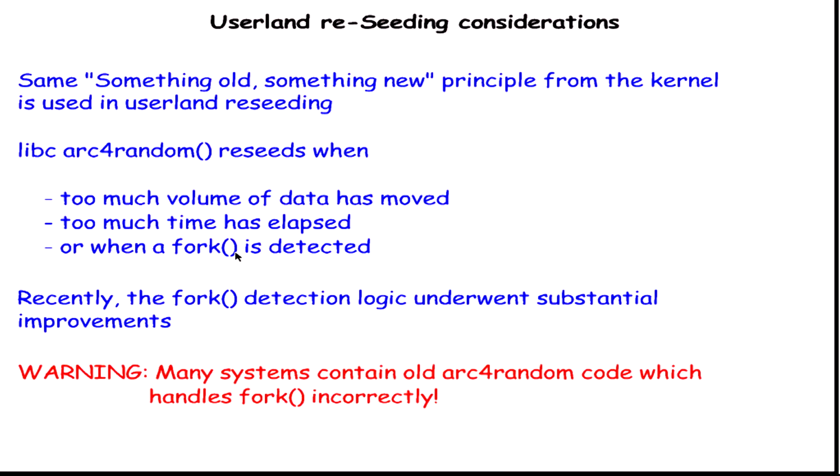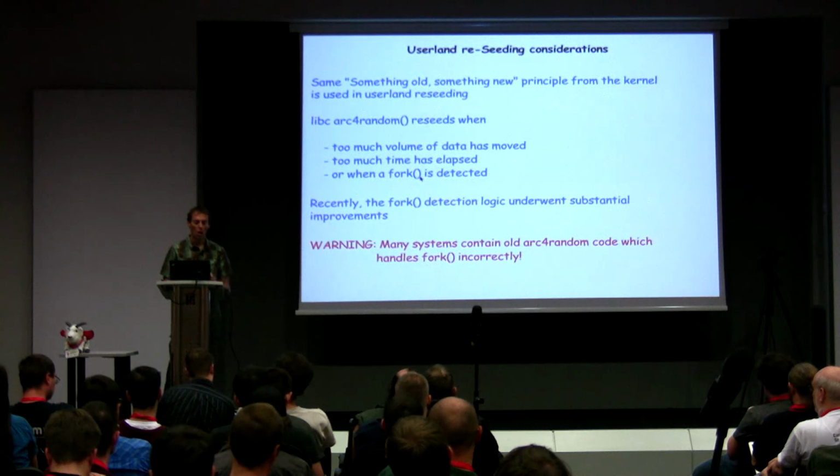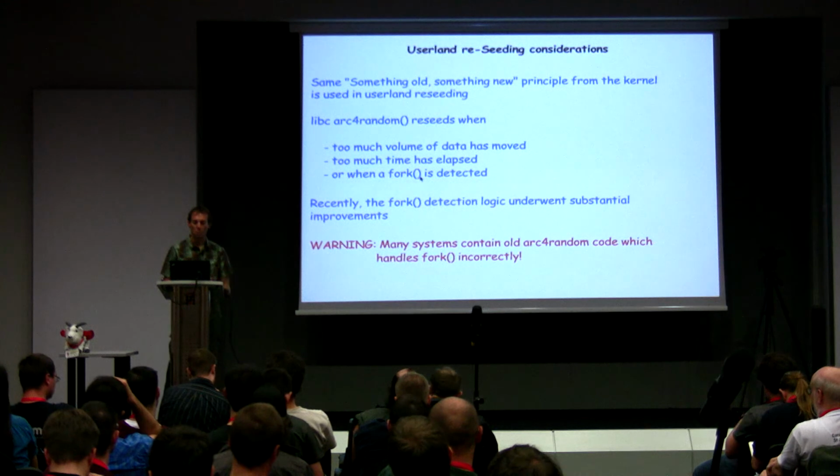I'll talk about this reseeding in userland. This something new, something old, something new principle is here. libc arc4random reseeds when too much volume of data has been pulled out of the stream. We don't trust it anymore, and it's just better to go and reseed it. Because we use cha-cha now and we don't use RC4, we could probably extend this and do it much, much later. But for the moment, we've left these values, the amount of time and the amount of volume, unchanged, because it doesn't have a serious performance impact.